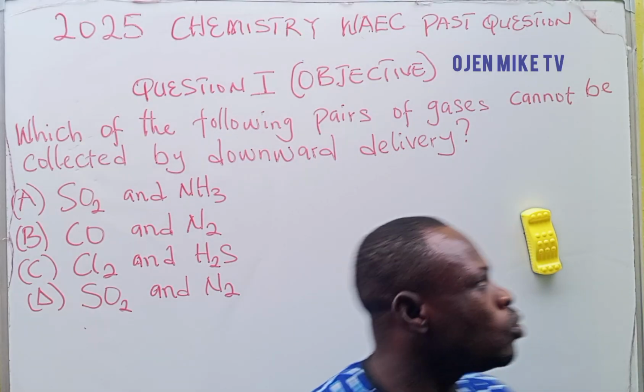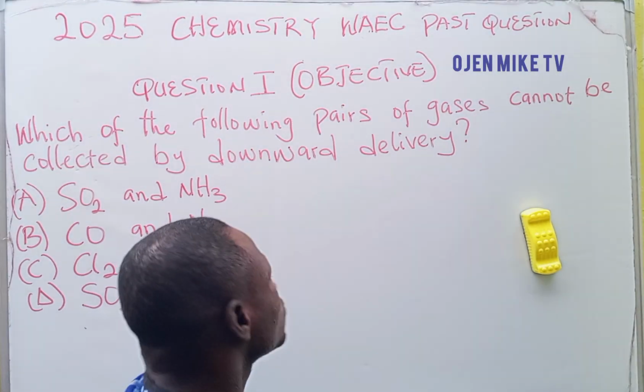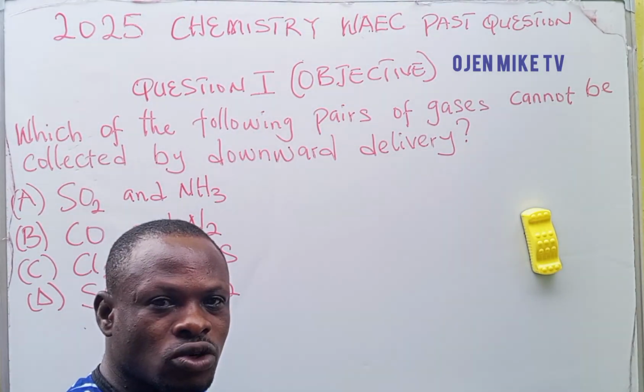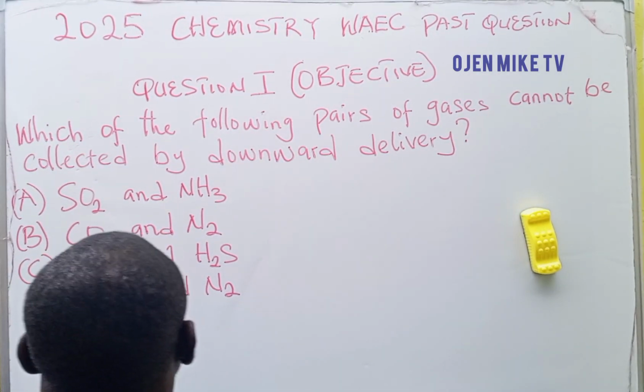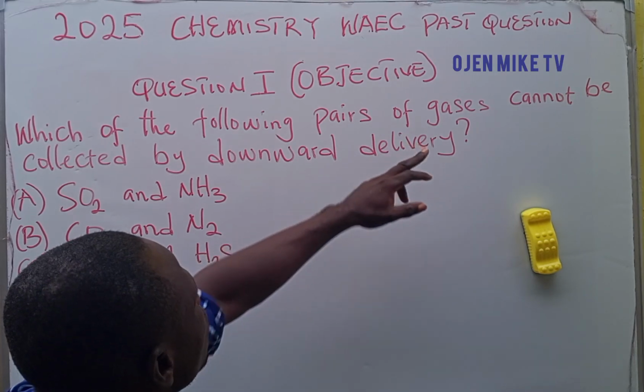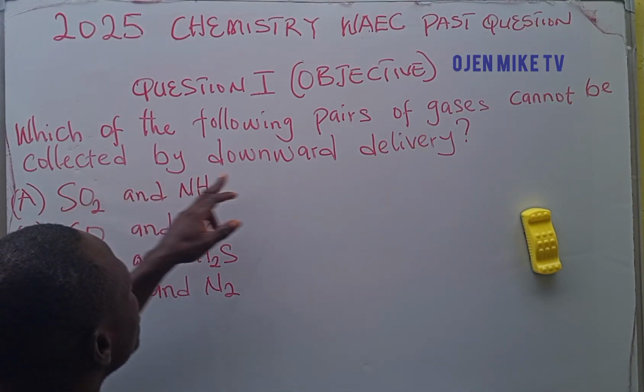So today we want to look at this particular perspective. This is question number one. For those who wrote the chemistry exam, this is question number one. And what does question number one say? Which of the following pairs of gases cannot be collected by what?